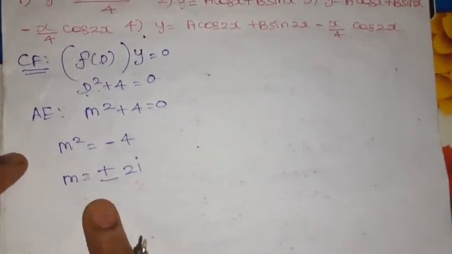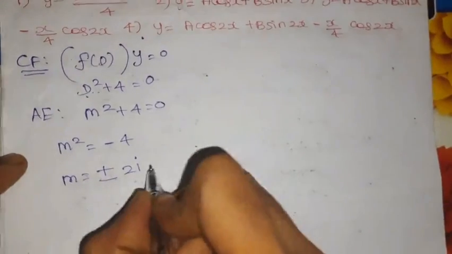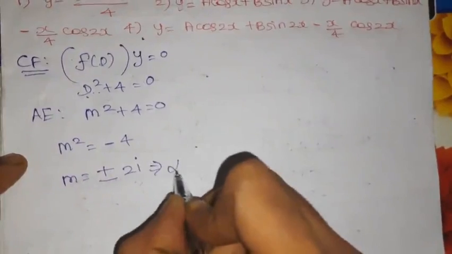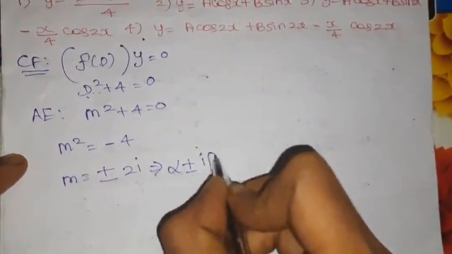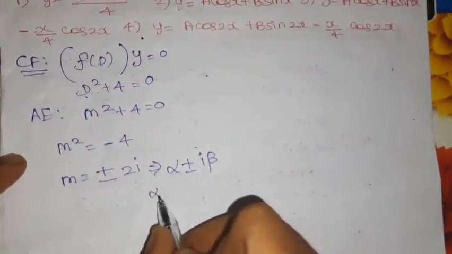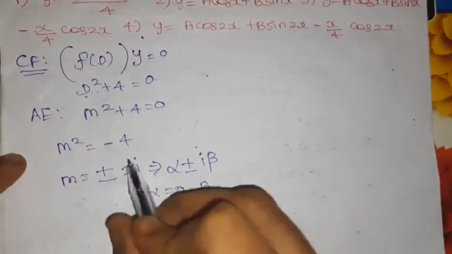So here the roots are complex conjugate. So this is of the form alpha plus or minus i beta. Here alpha equal to 0, beta equal to 2.